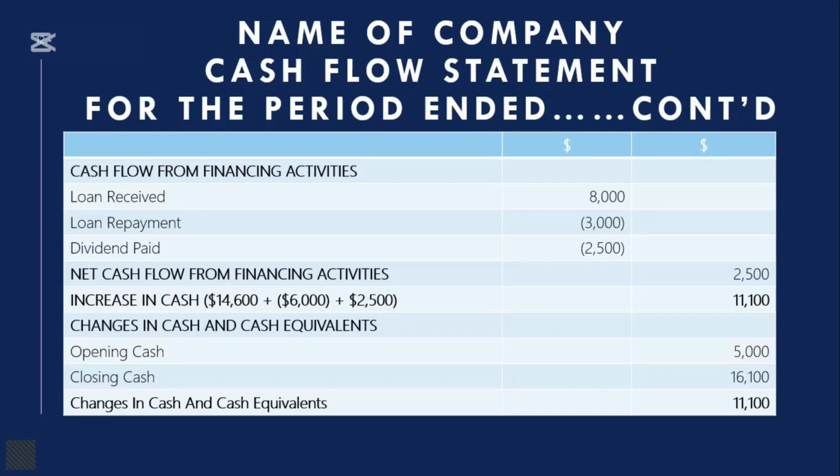We make our check back by taking a look at our opening cash versus our closing cash, and note whether there was an increase or a decrease. In this case, there was an increase, and therefore it justifies that 11,100 that we were able to find for our statement.